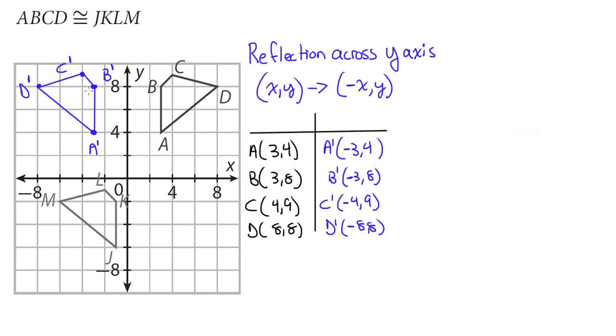So now we need to figure out how we need to translate this figure so that it maps on top of JKLM. What we can do is pick a point and its corresponding partner and see how the x and the y values change. So let's do that with A prime and J. A prime we already know is at negative 3, comma 4. And J, let me put J in red, is at negative 1, comma negative 6.